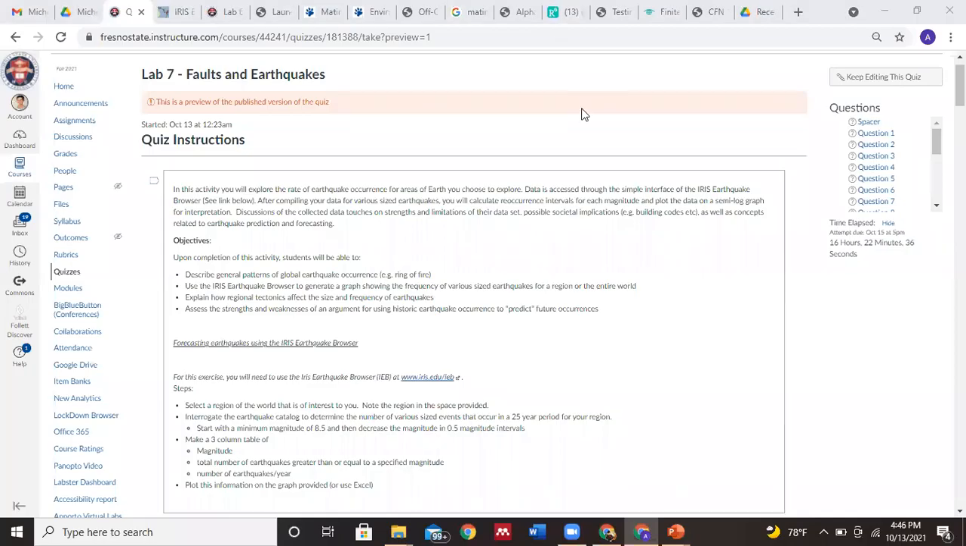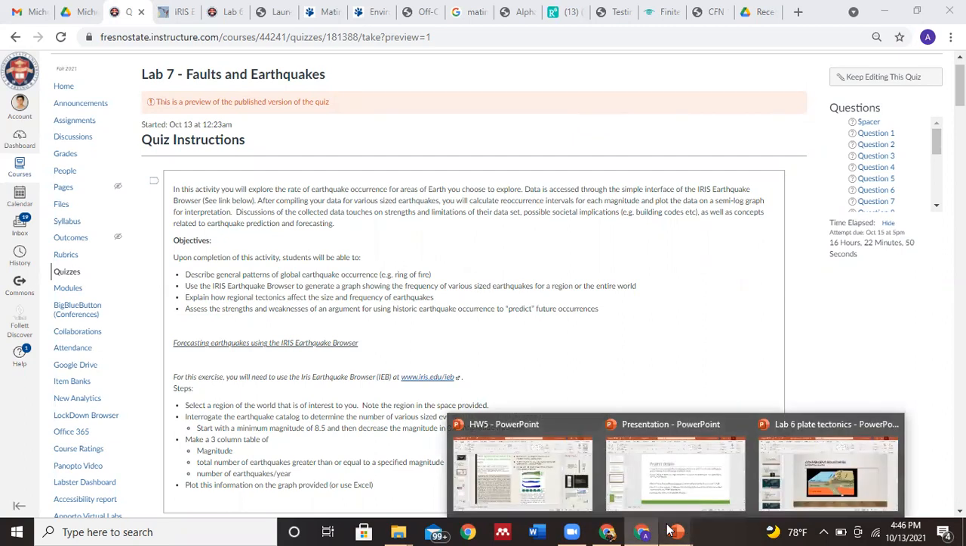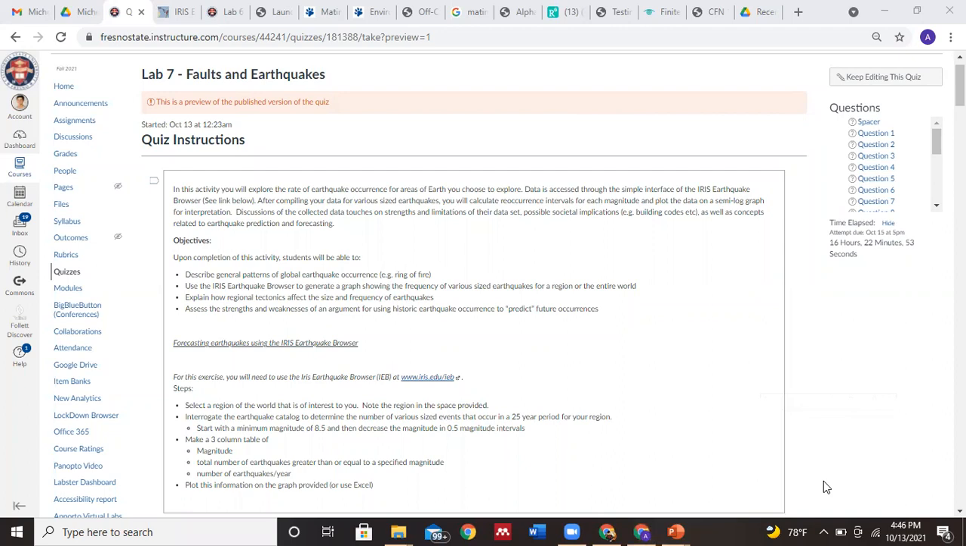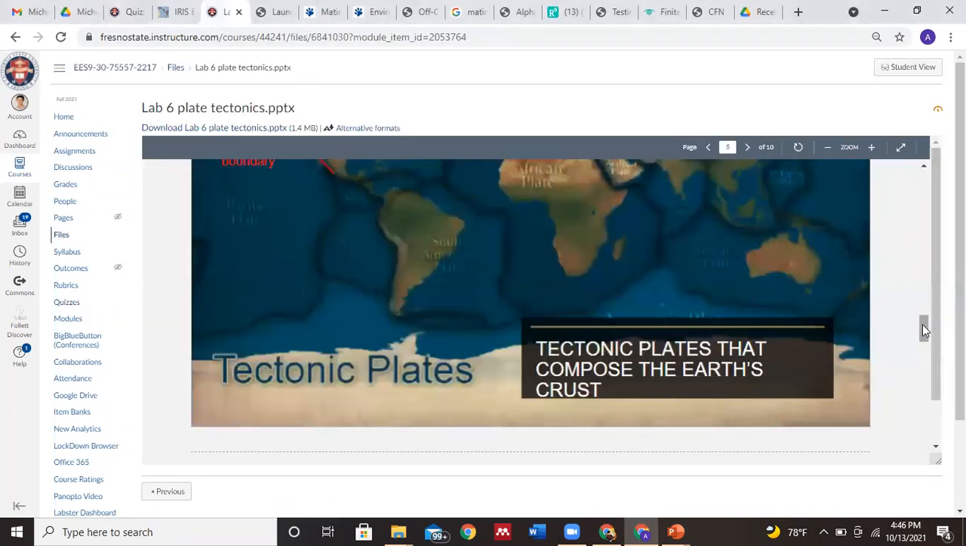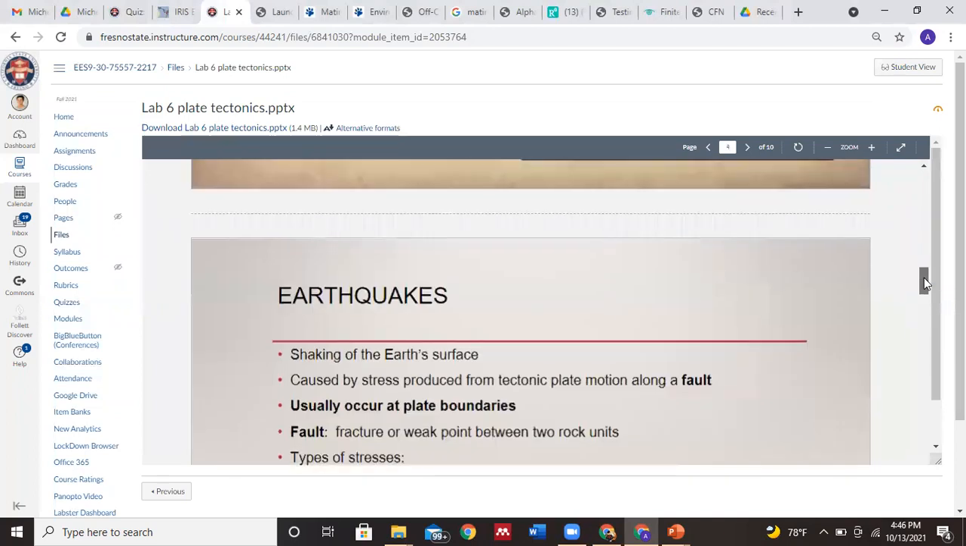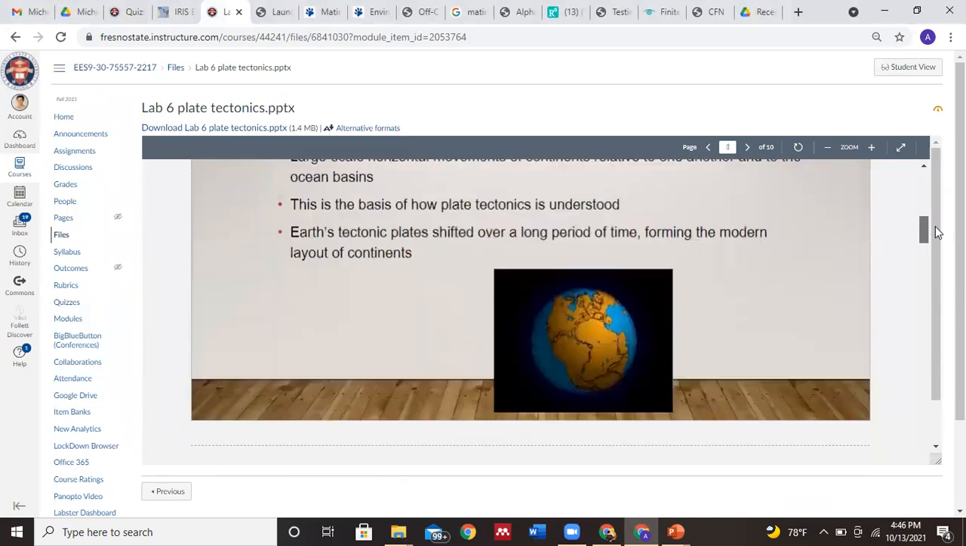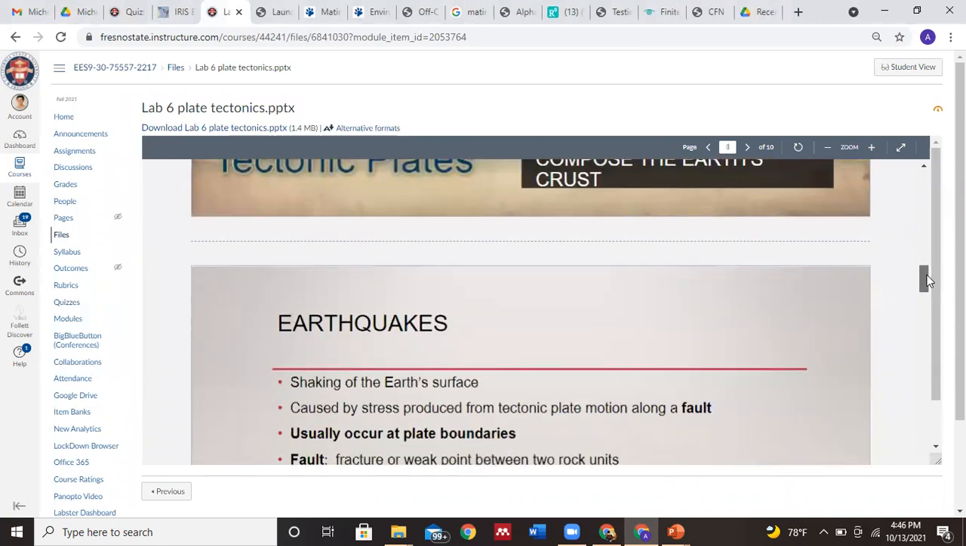All right, guys, so this is just a quick overview of Lab 7 and how to navigate it. In terms of the PowerPoint, most of this can actually be found on the PowerPoint for Lab 6. So most of the stuff for earthquakes and faults, and it's tied into plate boundaries, is going to be on your Lab 6 PowerPoint.